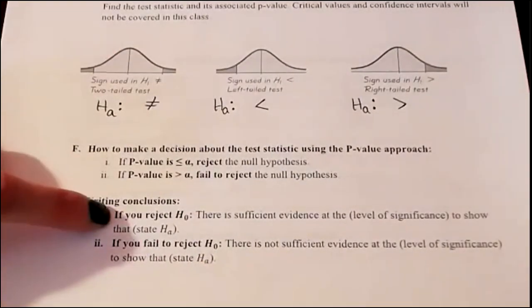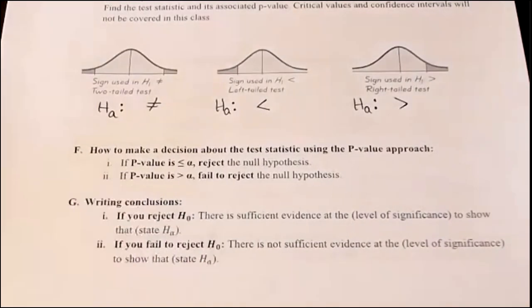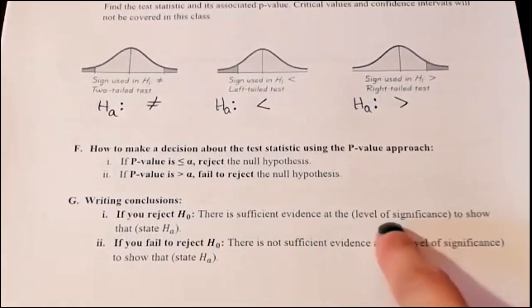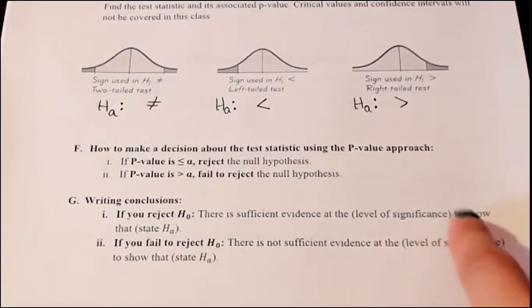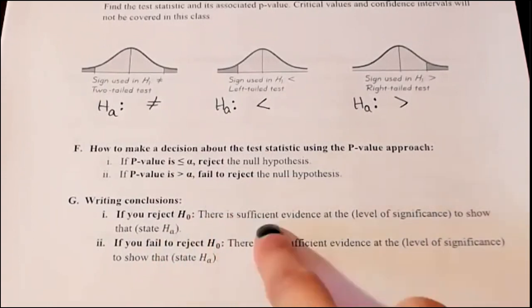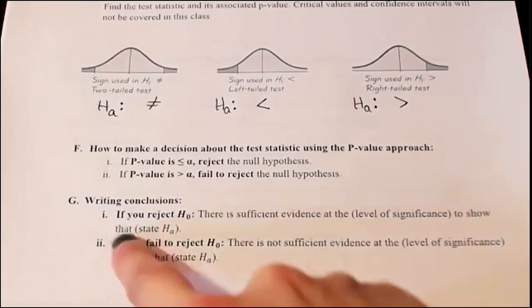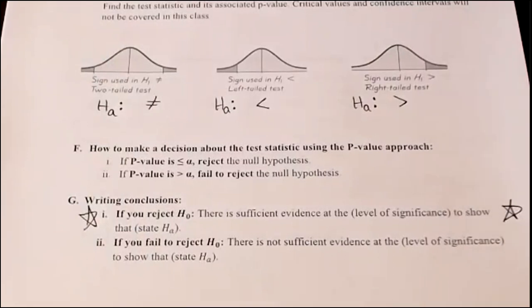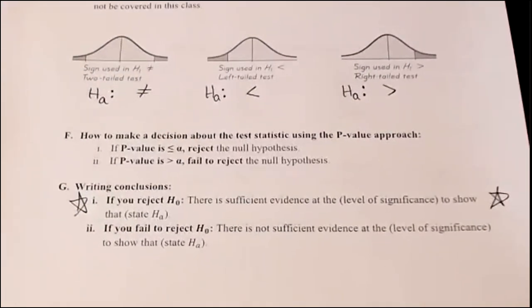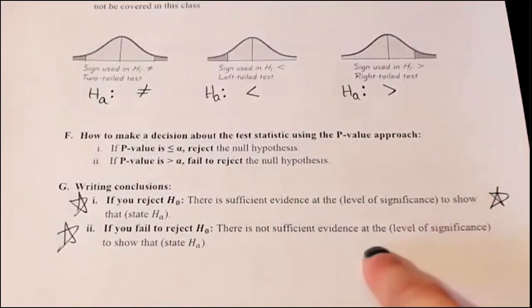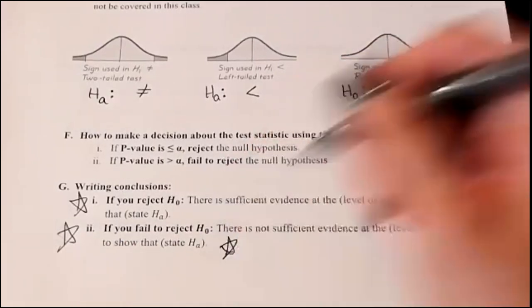If you reject the null, what you're going to say is the following: there is sufficient evidence at the whatever level of significance it is, we'll discuss that in a moment, to show that, and then you state the alternative hypothesis. If you fail to reject the null, then you will say there is not sufficient evidence at the level of significance to show that the alternative hypothesis. Let me show you what I mean.